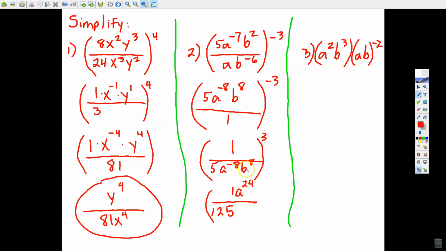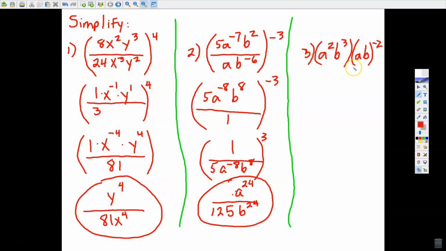All right, and down here I have b to the 8th being raised to the 3rd, and that makes b to the 24th. And once again, you don't really need 1 times anything, but if you left it like that, that would be okay. Don't really need the parentheses here now that I've taken care of this exponent. And so that ends up being my final answer, a to the 24th over 125b to the 24th.